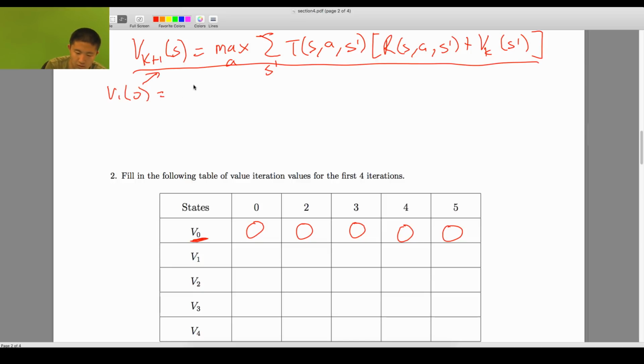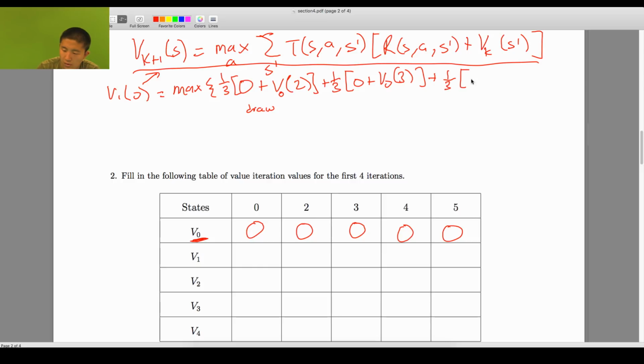So V1 of 0 is equal to the maximum over all actions. So we can draw first: 1/3 times, we don't get any reward for drawing, plus the value at the successor state, which is 2, plus 1/3 times 0 plus V0 of 3, plus 1/3 times 0 plus V0 of 4. And if we stop, we get 0. So this is equal to the max of 0 and 0, which is 0.